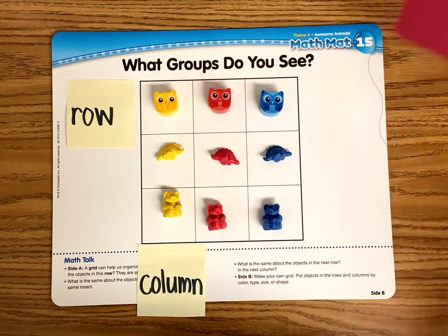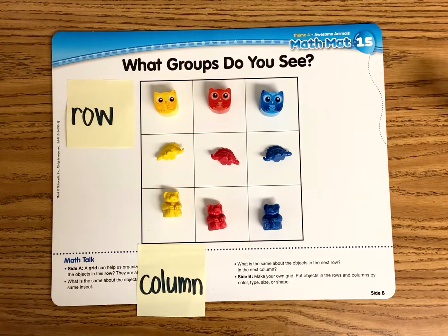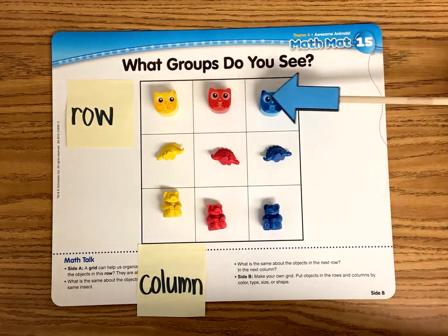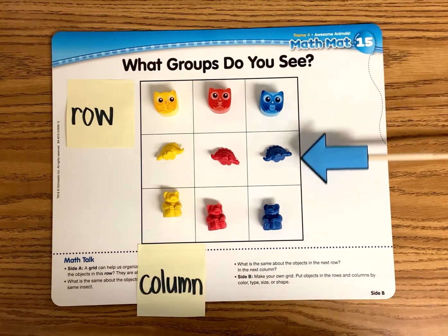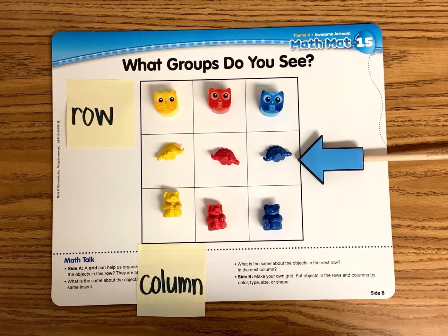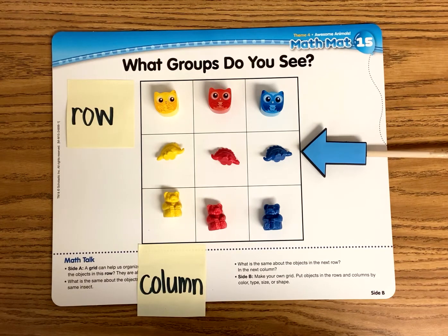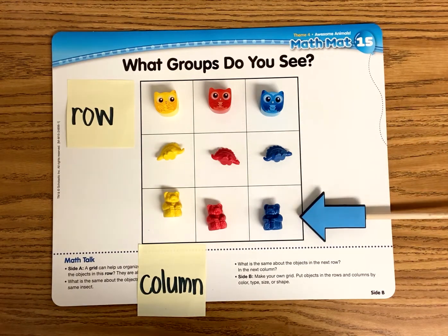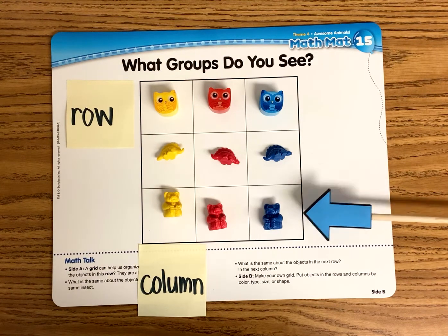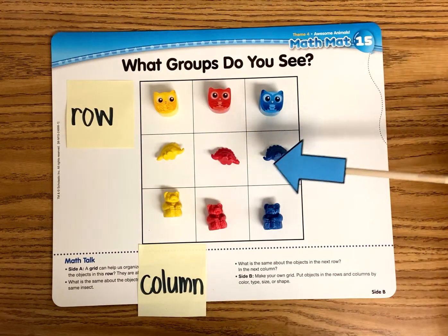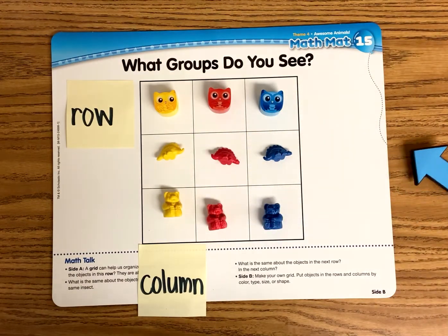Now, if I show you my whole grid, you can see that each row has a different animal. We have owls. What animal is this? A dinosaur. And then our last row has bears. So in our rows, we organized our grid by showing you animals.